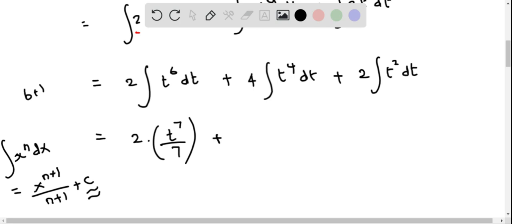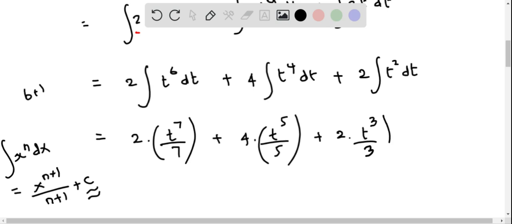So now I move on to the next integral, which is 4 times the integration of t to the power 4. Once again, if I apply the rule, this will become t raised to the power of 4 plus 1, which is 5, divided by 4 plus 1, which is 5 once again, plus 2 times t raised to the power of 2 plus 1, which is 3, divided by 2 plus 1, which is 3, plus the constant c.